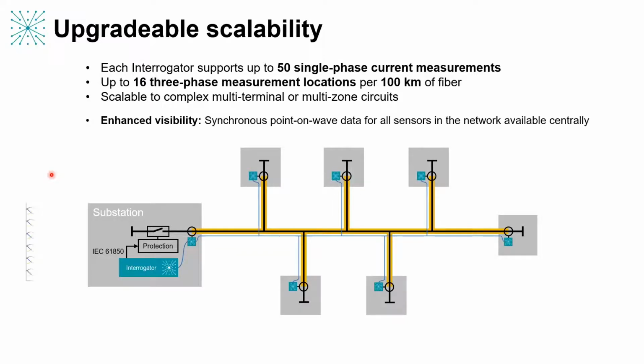Now, additionally, the way this system works is that it makes available synchronous, high-quality point-on-wave data at the interrogator, so at a central location, for every sensor in the network. So even beyond the simple differential protection applications that I've discussed so far, this can also be used to provide the operator with enhanced visibility of the state of their network by providing that granular data from each one of these remote measurement points back at that central location.